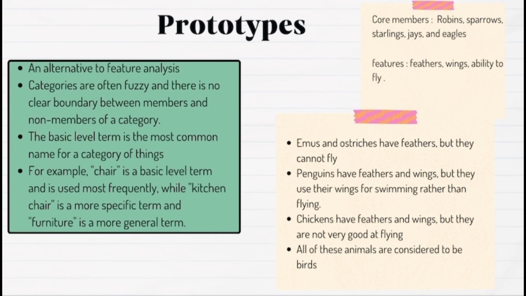Prototypes. Prototype theory is an alternative to feature analysis for understanding the meaning of words. It proposes that we have a prototypical concept of each category, and we understand all other members of the category in relation to this prototype. Categories are often fuzzy, and there is no clear boundary between members and non-members of a category. Some members of a category are more central than others.